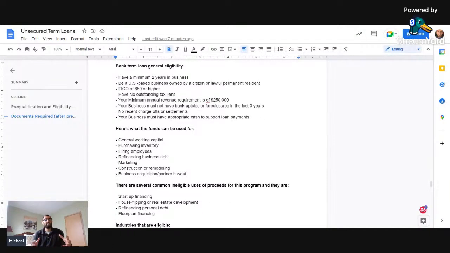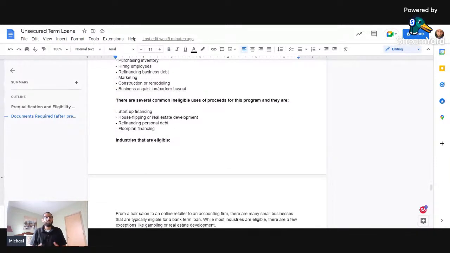So I'm just going to quickly show you guys this and then kind of go through some examples. So you can see what it's kind of being used for: general working capital, purchasing inventory, hiring employees, refinancing business debt, marketing, construction or remodeling, business acquisition, partner buyout. There's a form of equipment that can be used for this, but a lot of times lenders won't always do that. There are several common ineligible uses: startup financing, house flipping or real estate development, refinancing personal debt, floor plan financing. So any kind of real estate investment, lenders don't want to lend for that. Fixing and flipping, if something else is happening like that, be cautious.